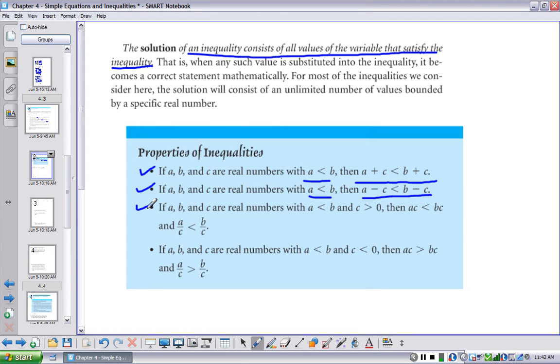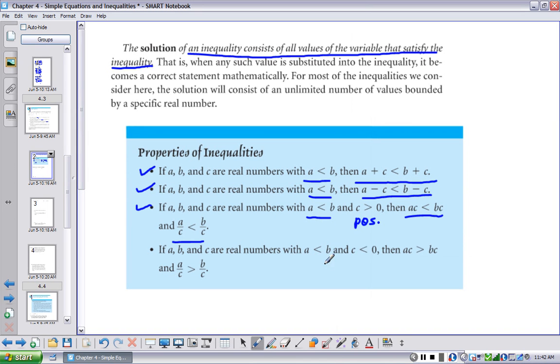Here, the difference comes in with multiplication and division. It depends on whether we're multiplying by a positive number or a negative number. So if A is less than B and C is a positive number, C is bigger than 0, then A times C is less than B times C, and A over C is less than B over C. So as long as we're multiplying or dividing both sides by a positive number, the inequality is preserved.